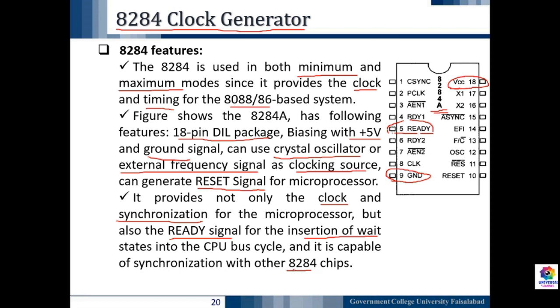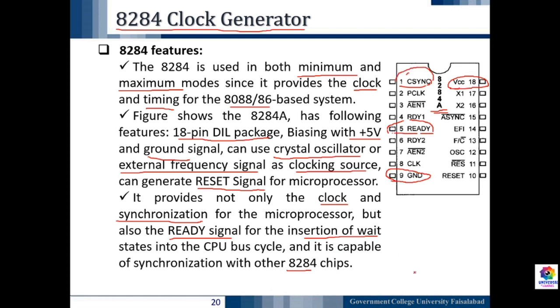Now in the case where multiprocessing or multiple processors are involved, the 8284 ICs are connected to every processor separately, and these ICs can be synchronized with one another to synchronize the whole process. This can be done with pin number 1, which is the clock synchronization pin, and we will study it in a couple of minutes.